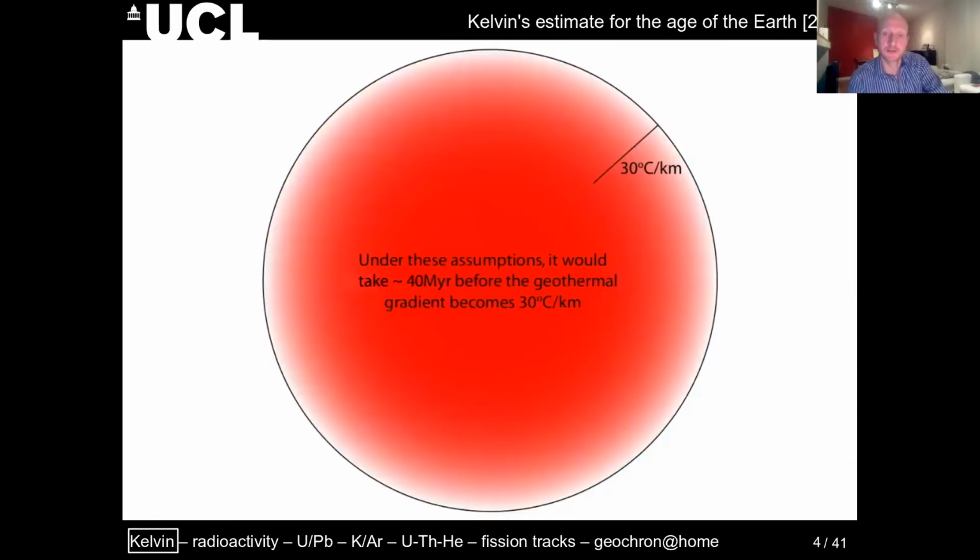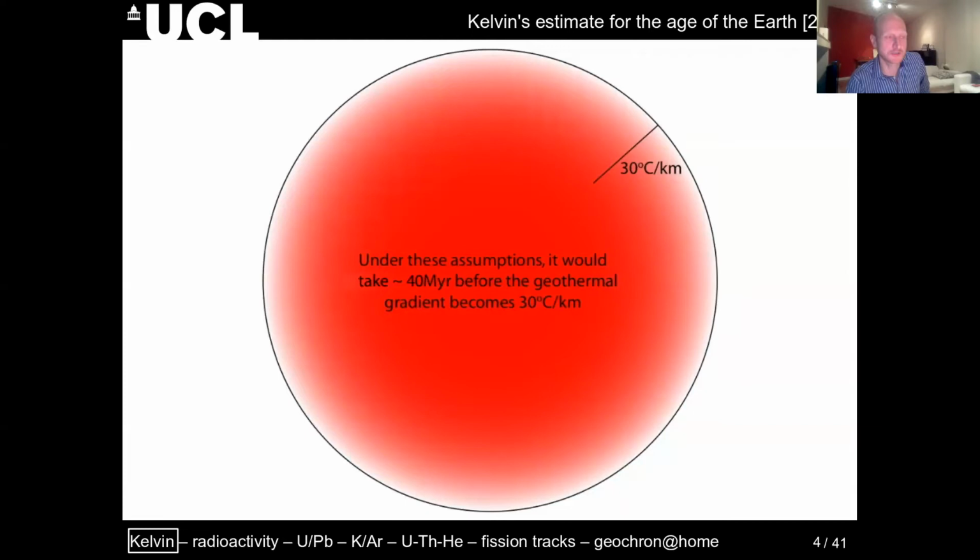Using these measurements and assumptions, Kelvin calculated that it would take somewhere between 40 million and 200 million years for the Earth to develop a geothermal gradient of about 30 degrees per kilometer in its outside. So that is a lot longer than the 6,000 years that people believed prior to Kelvin.